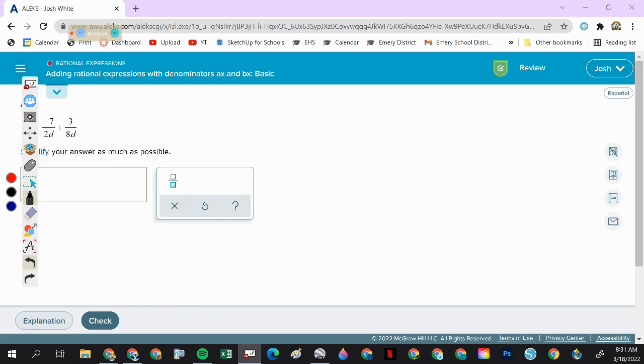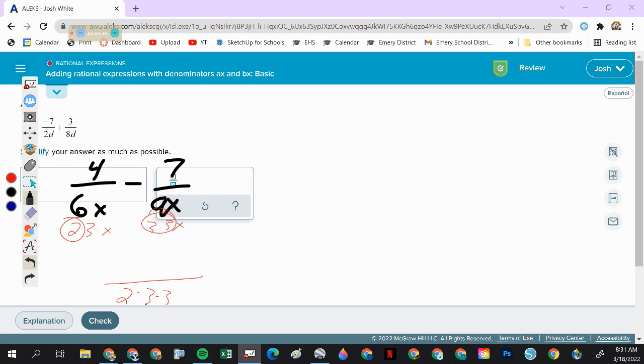Okay, let's say we had 4 over 6x minus 7 over 9x. So 6x is 2 times 3 times x, and 9x is 3 times 3 times x. What goes in my common denominator? So a 2 and a pair of 3's and the x. Okay. What is the first fraction missing?